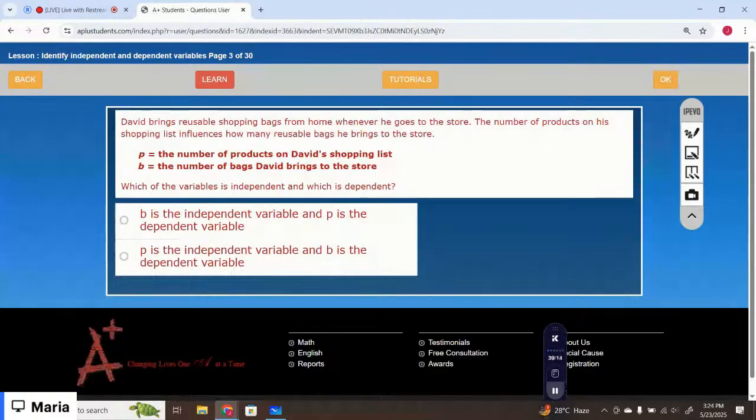David brings reusable shopping bags from home whenever he goes to the store. The number of products on his shopping list influences how many reusable bags he brings to the store. So the number of bags is dependent on the number of products, right? So B is the dependent variable and P is the independent variable. Option number two is the correct option.